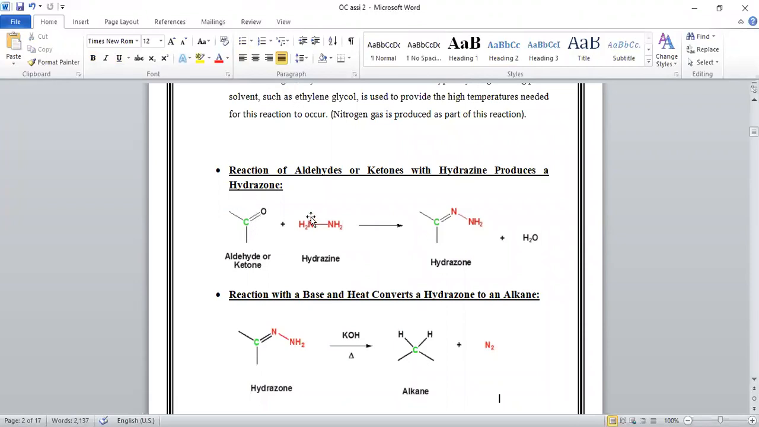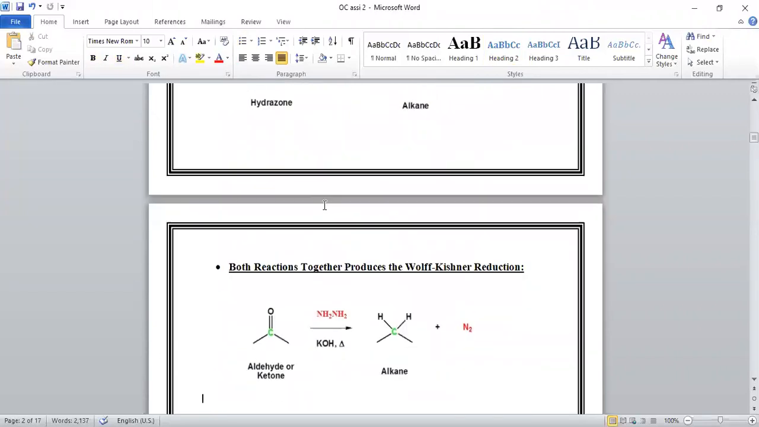First one is the reaction of aldehydes or ketones with hydrazine to produce hydrazones. Then the reaction with base converts that hydrazone into alkane. Then both reactions together produce the Wolff-Kishner reduction.